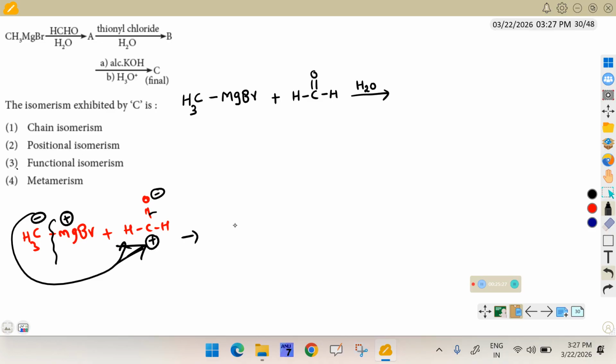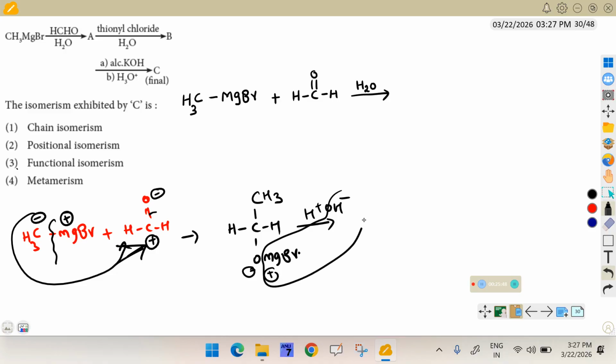Then it is converted to the adduct with MgBr, which on further hydrolysis with H+ and OH- gives oxygen with a negative charge and MgBr with a positive charge. Remove MgOHBr, and the remaining is CH3CH2OH. The alcohol is ethyl alcohol.